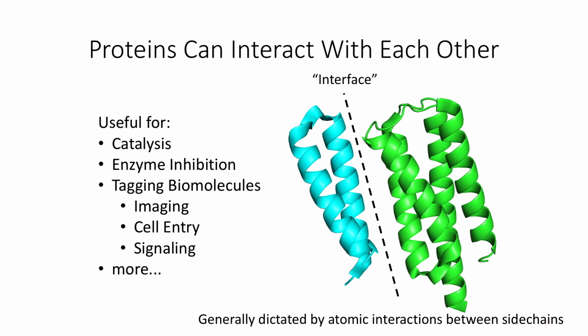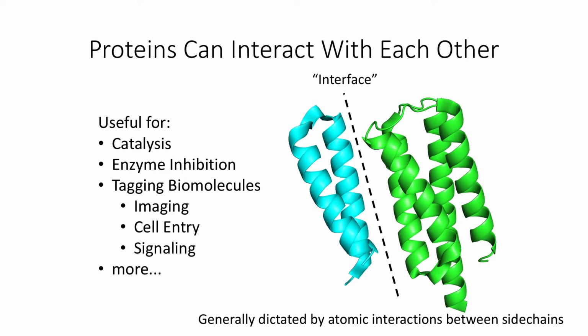Proteins can interact with each other. Two can come into contact and create an interface, which is the point of contact between the two chains. The interface is dictated by the side chains generally. This can be useful for any number of purposes. So there's enzyme activity.